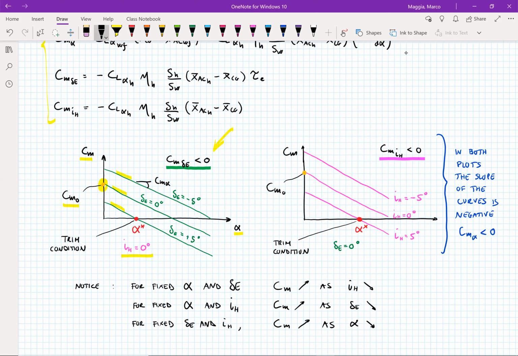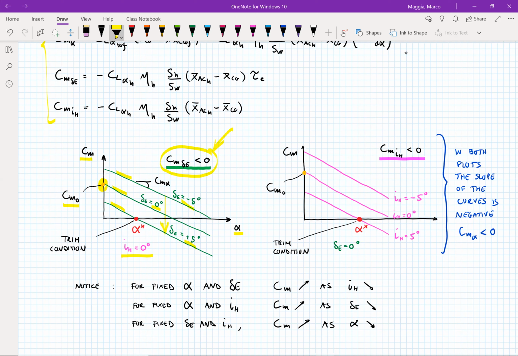You can also see that Cm delta E is negative because if we fix a value of alpha, as we increase delta E, so I'm going downwards, but I'm increasing delta E, you see that we go from -5 to 0 to +5. So going downwards increases delta E, but we are decreasing Cm, therefore Cm delta E is negative.